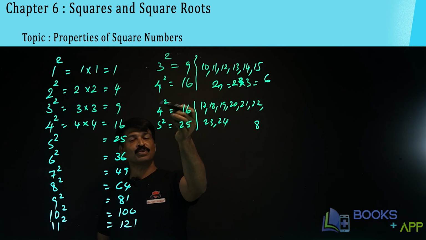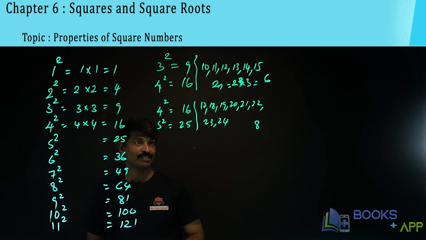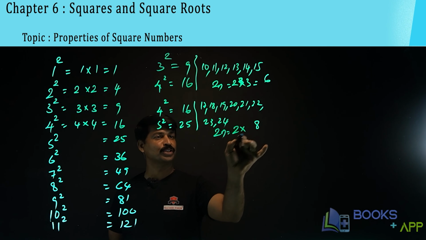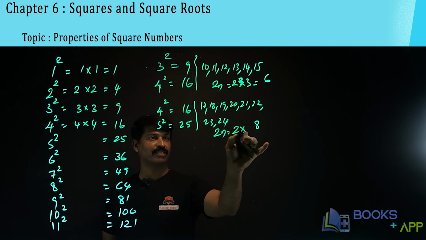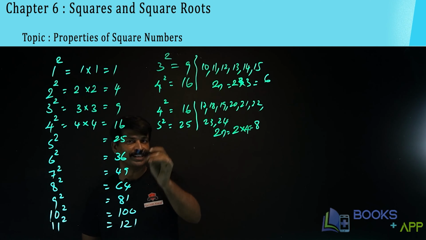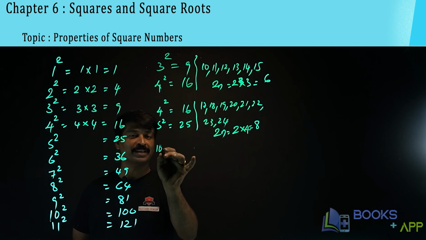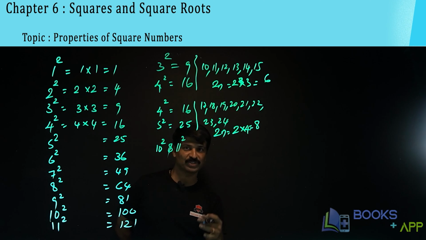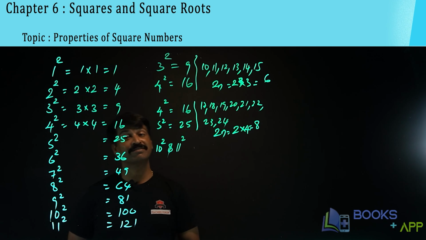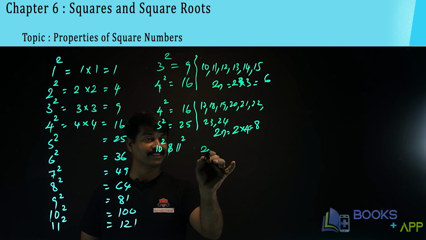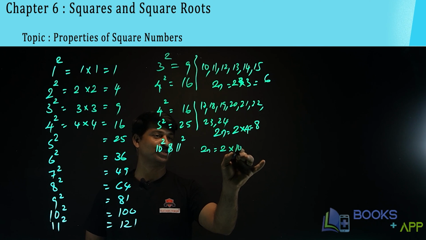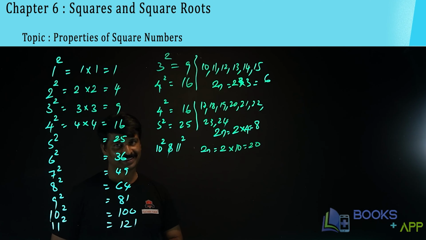So in between 4 square and 5 square, how many numbers are there? What is the formula? Formula is 2n. That is equal to 2 into n. What is n? The first number, that is 4. 2 4s are 8. Now it is very simple. Let me ask you one question. How many non-perfect squares are there between 10 square and 11 square? 10 square is 100, 11 square is 121. How many are there? What is the formula? The formula is 2n. That is equal to 2 into n. n is what? 10. 2 into 10, 20. It's very simple. Isn't it?